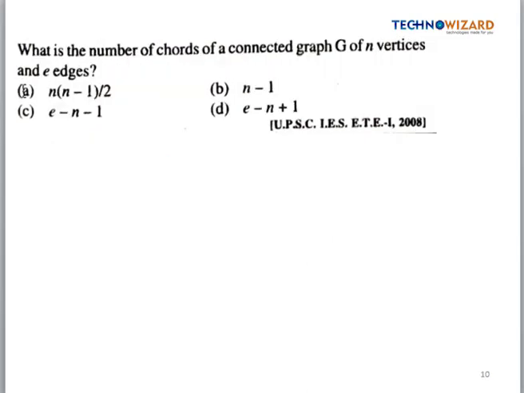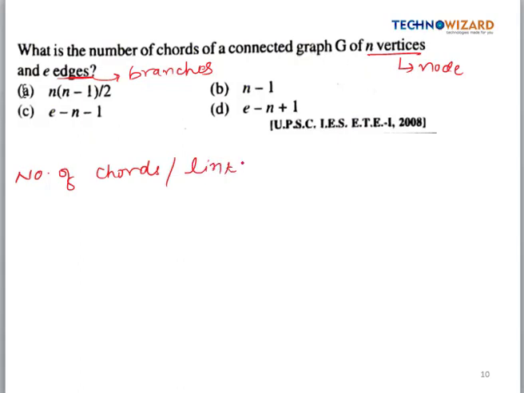Next question is, what is the number of chords of a connected graph G of n vertices and e edges? Vertices are nothing but nodes. The other name for the node is vertices, and edges are nothing but our branches. Now the question is asking us to calculate the number of chords. Another name for the chord is link, and the formula resembles the number of mesh equations, which is given by b minus n plus 1.